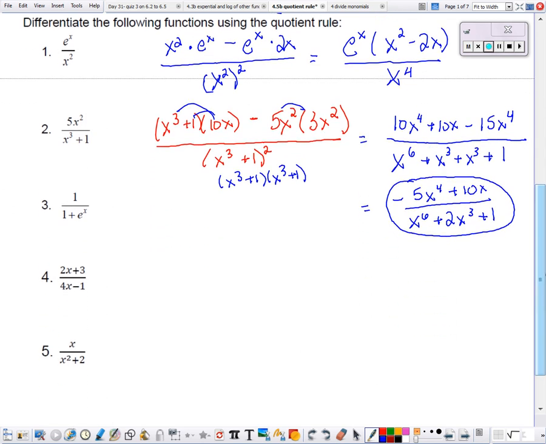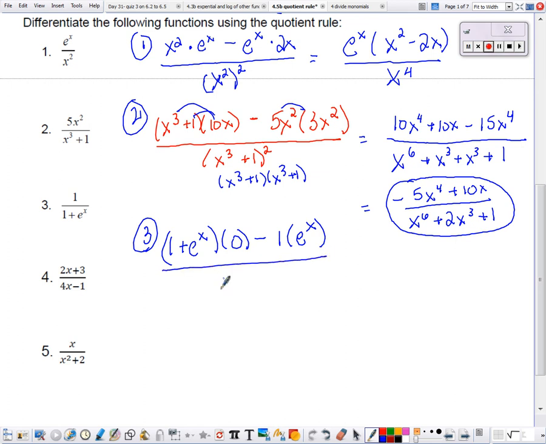Okay, for number 3, the derivative of 1 is 0 minus high d low all over low low. Now the derivative, 0 times this is 0. So we're left with negative e to the x divided by 1 plus e to the x squared.